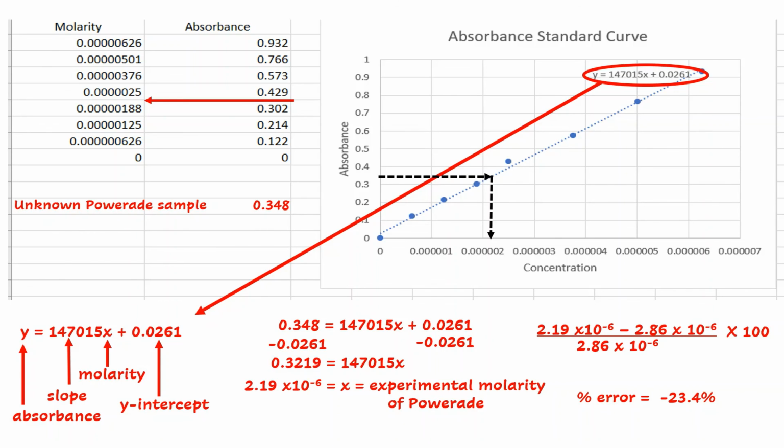So now you're going to take your data, create a graph in the Excel spreadsheet, use your linear regression equation and your measured absorbance for the Powerade solution to determine the concentration of the blue dye in the Powerade. And then you're going to include all that in your lab report.